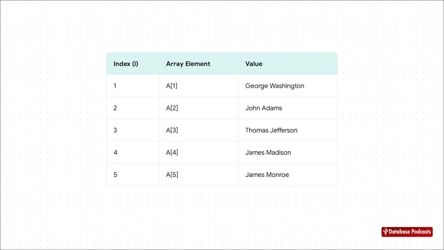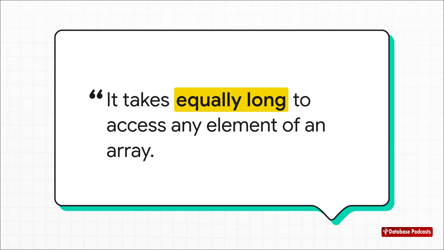Okay, now this is where things get really interesting. This slide shows how an algorithm views that exact same data. It doesn't see a table, it sees something called an array. An array is basically just a numbered list of items. So to get the data for James Madison, an algorithm doesn't ask for row 4, it asks for the element at index 4 of array A, or as you see it written there, A[4]. And this right here, this is the superpower of arrays. This is so important.